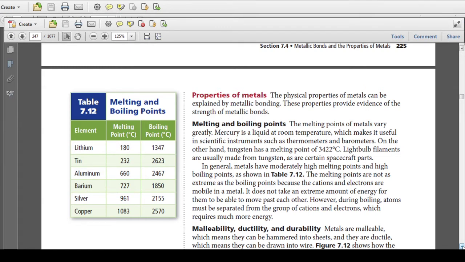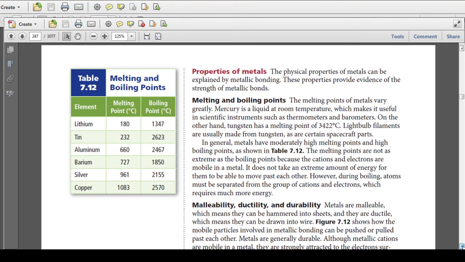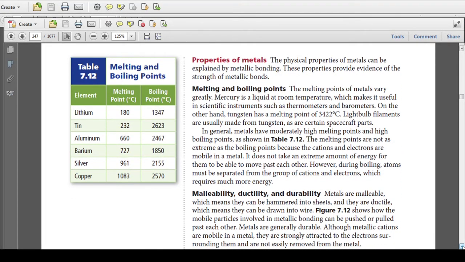On the other hand, tungsten has a melting point of 3,422 degrees Celsius, and this is why light bulb filaments are usually made from tungsten. It is also used in spacecraft, things that can withstand high temperatures. In general, metals have moderately high melting points and high boiling points, as shown in this table to the left, Figure 7.12.